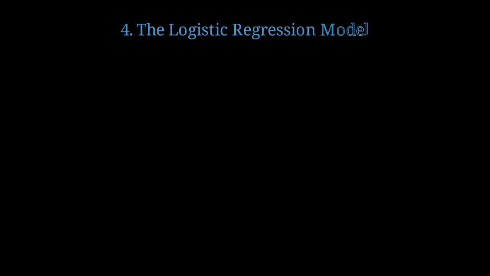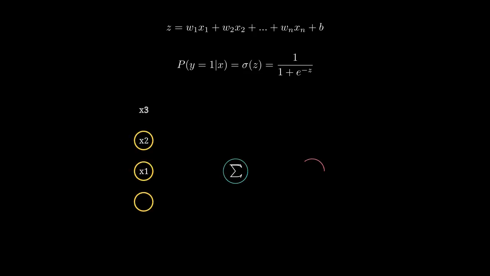Now let's see how logistic regression combines linear equations with the sigmoid function. First, we compute a linear combination, z equals w1 x1 plus w2 x2, and so on, plus bias b. Then we apply the sigmoid function to get the probability that y equals 1 given input x. The model takes input features, computes a weighted sum, then applies the sigmoid to output a probability.